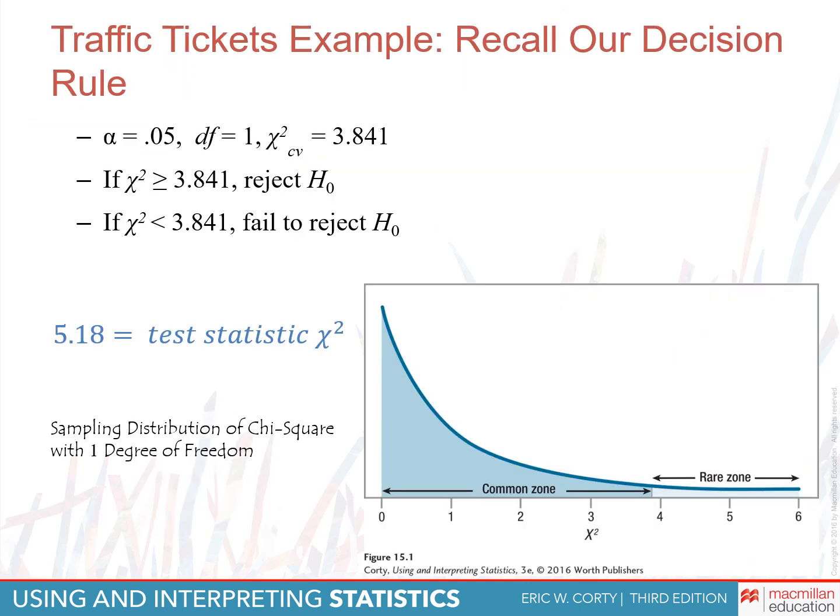All right, so now what do we do with that? So if you remember, we said our critical value of chi-squared was 3.841, and we compare that to our chi-squared test statistic. And remember, we said that if the test statistic is greater than our critical value, we know that test statistic is in the rare zone, and so we reject the null. If it's less than that critical value, then we know it's in the common zone, and so we will not reject the null. So here we have a test statistic of 5.18, which is going to be out here somewhere. And so that's clearly in the rare zone. And so that tells us that we are going to reject the null hypothesis because our test statistic chi-squared is greater than our critical value of chi-squared.